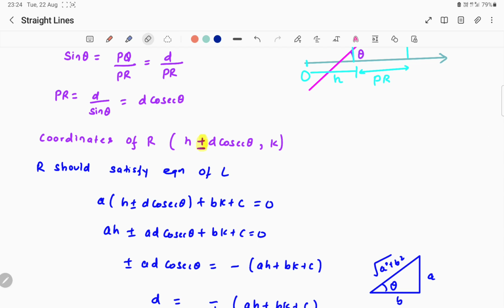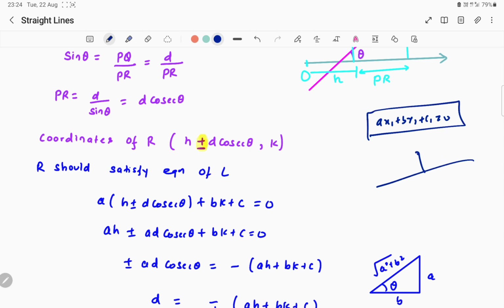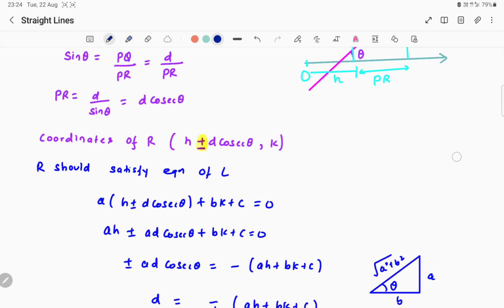Okay. Now sometimes in the class what students say is, sir, but ax1 plus by1 plus c can be written equal to 0, isn't it? So you can't write equal to 0. Why? Because the point does not lie on the line. If the point does not lie on the line, how will it satisfy the equation, isn't it?